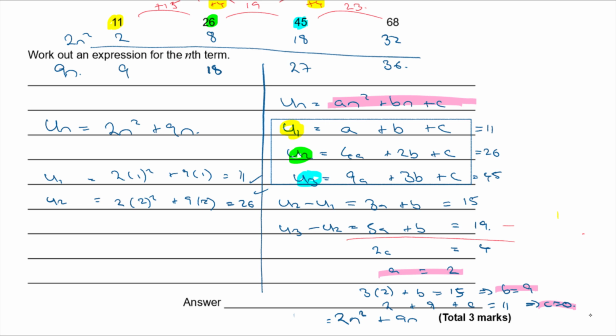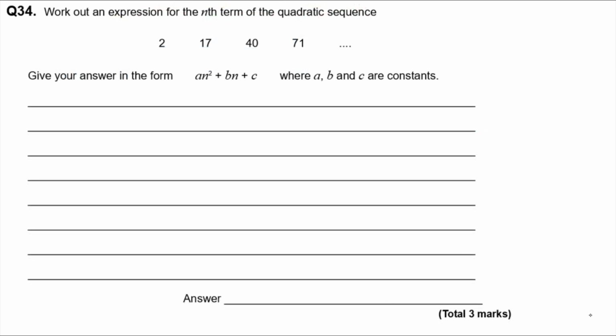But if you're good at algebra, then the second method is good. If you don't really like algebra, maybe stick with the first one. Right, question 34. Work out the expression for the nth term of the quadratic sequence 2, 17, 40, 71. Give your answer in the form an squared plus bn plus c, where a, b, and c are constants.